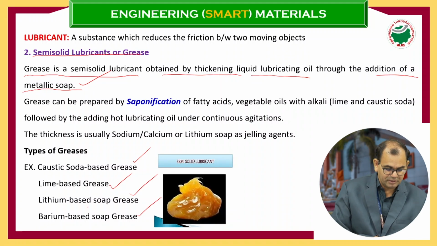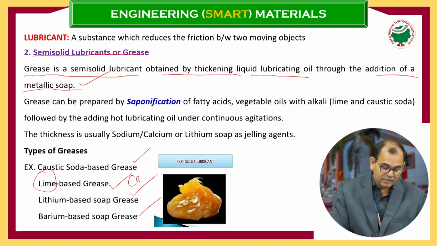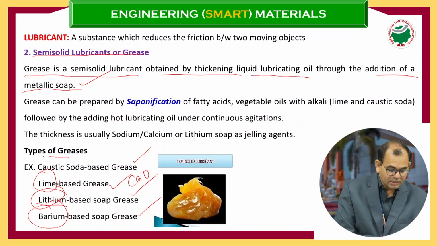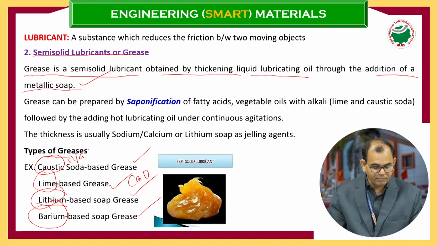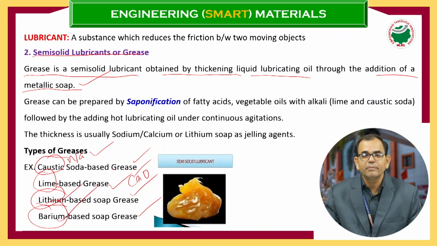Now I will ask you one thing. Lime is something related to calcium oxide, lithium is a metal, barium is a metal, caustic is something related to sodium. So what do you conclude from here? That means grease is nothing but sodium, calcium, lithium, barium, metal based viscous material.